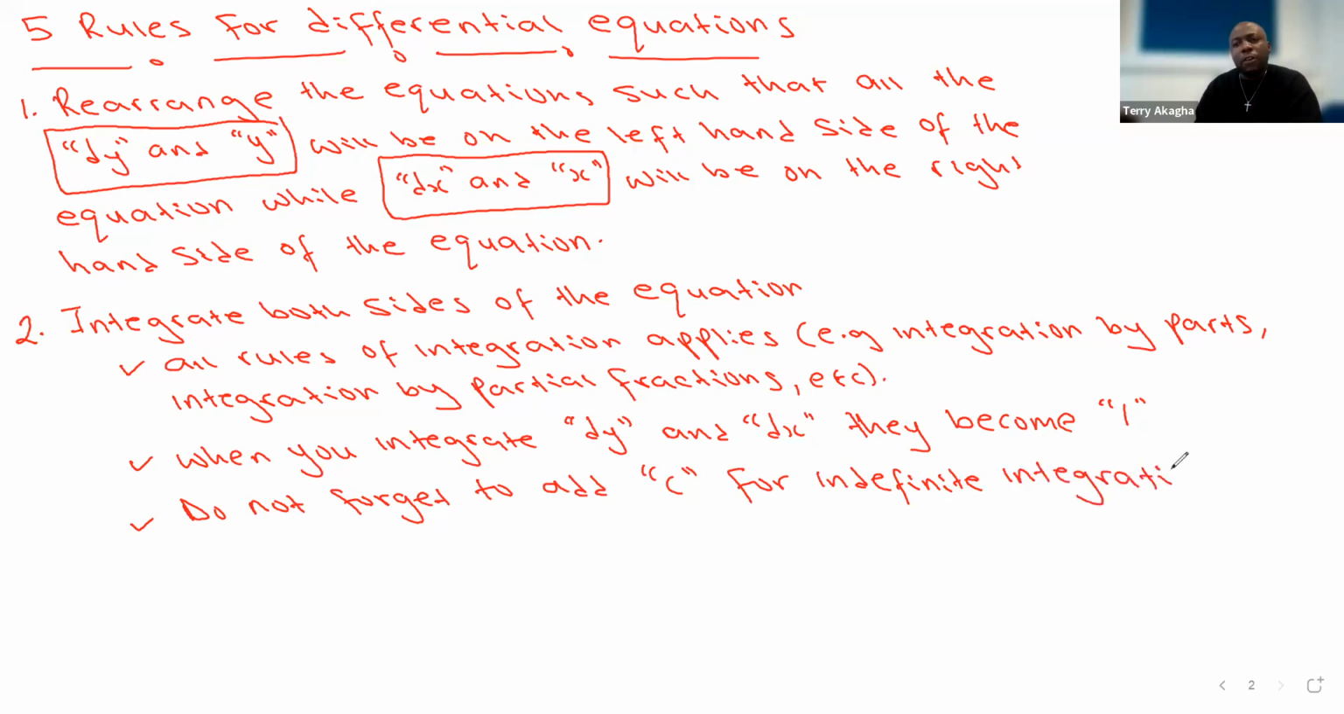When you have no limit, don't forget to add c to it. Now, when you've integrated it, so the first thing you do is rearrange the equation. After rearranging the equation and you've got that sorted, the next thing you have to do is integrate both sides of the equation. Now, after you've integrated both sides, you have to make y the subject of the formula. All right? So you have to make y the subject of the formula.